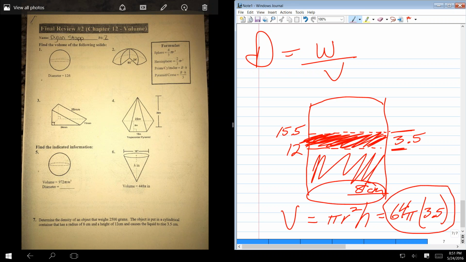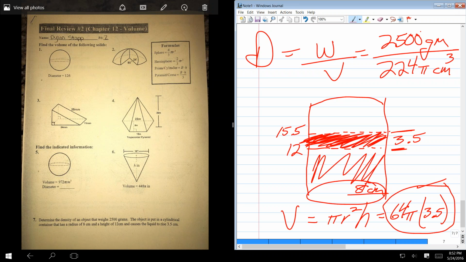And so what's that number? Well, let's see. What are they asking for? They're asking to determine the density. So I got 224 pi. How much? 224 pi. Okay, so if the density is weight, it's 2,500 grams divided by 224 pi. What are the units on that? Centimeters cubed. Yeah. Whenever you're talking volume, it's going to be cubic something. If you're talking area, it's going to be square something. If you're talking a linear measurement, it's just going to be in centimeters.